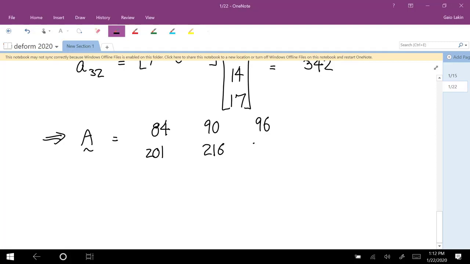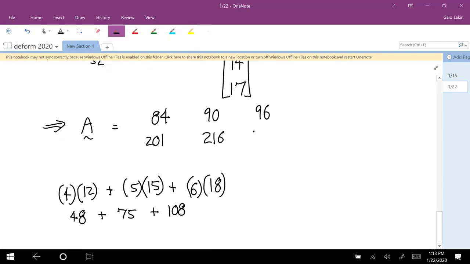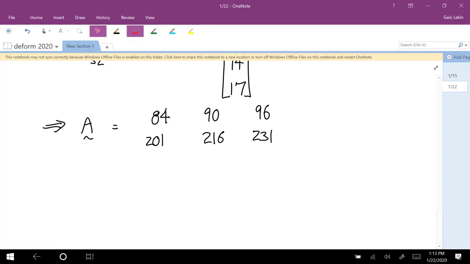Mine says 31. I must have erased something there. So that would be the dot product of the second row and the third column. So that would be 4 times 12 plus 5 times 15 plus 6 times 18. So that's 48 plus 75 plus 108. 231. And then the last one is 318.